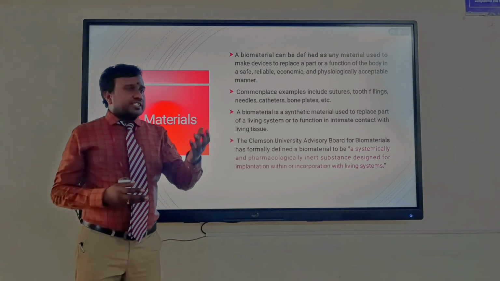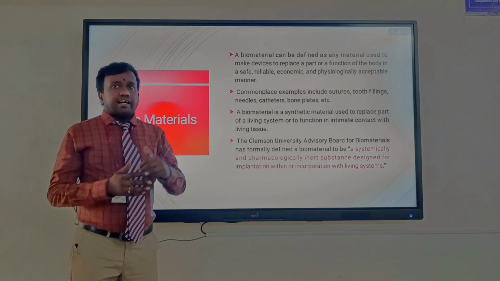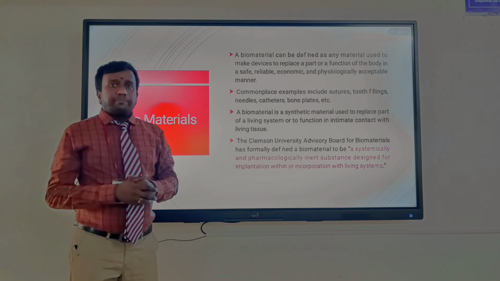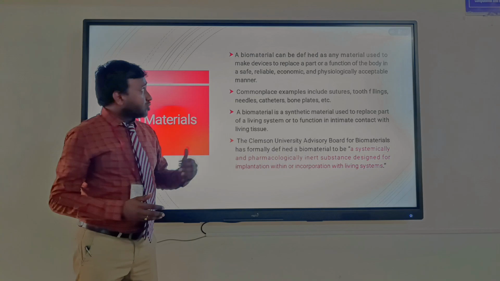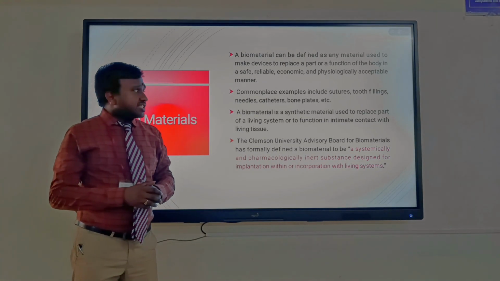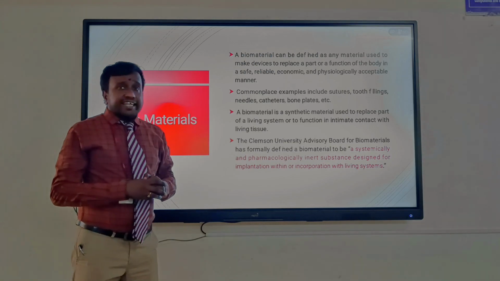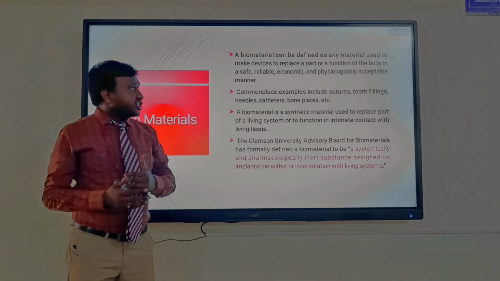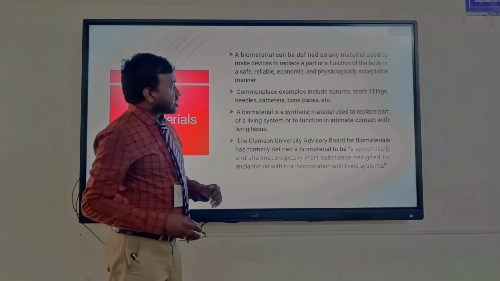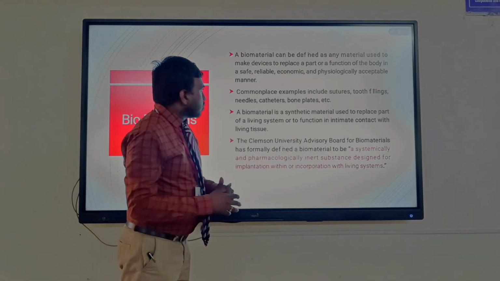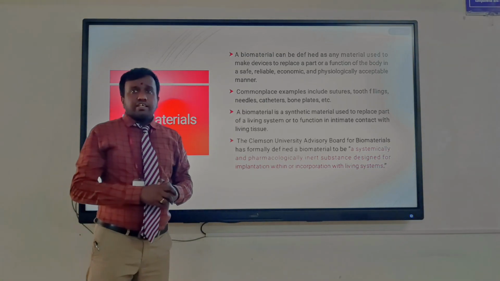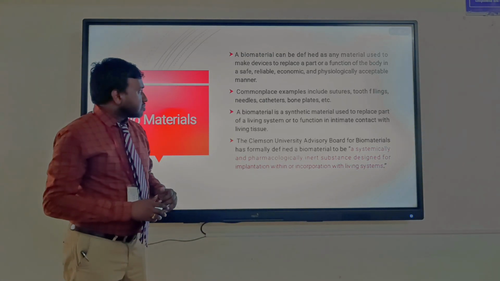For example, if a person is involved in an accident and gets a hand or leg fractured, we replace that part using a plate or implant. That implant we develop using some material. That type of material is called a biomaterial. The best examples of biomaterials are titanium, magnesium, and some polymers. Common examples include tooth fillings, needles, bone plates, etc. As I said, these are the common areas where biomaterials are applied.